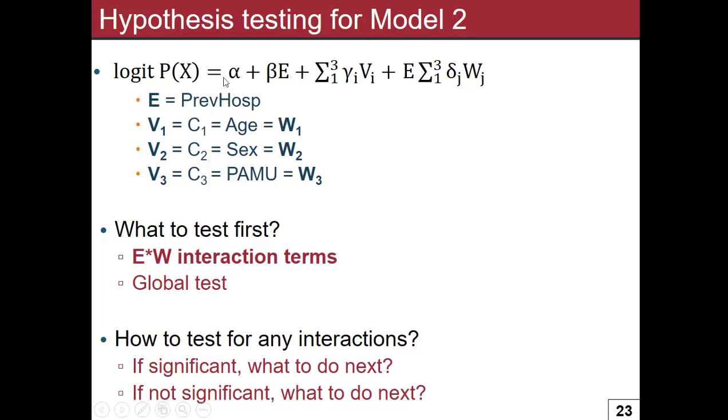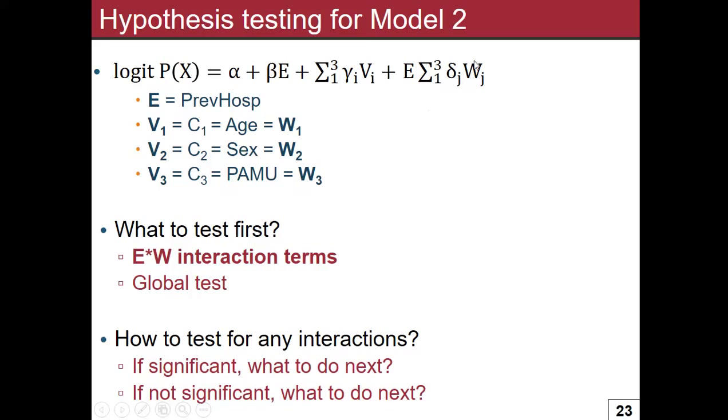We wanted to see if the exposure was significant. When you have EW terms, the hypothesis testing gets a little more complicated. First of all, if this is your starting model, you can't just do a significance test on exposure and say I'm done, because you can't just test or drop this term: exposure is also in these interaction effect modifier terms with these W variables.